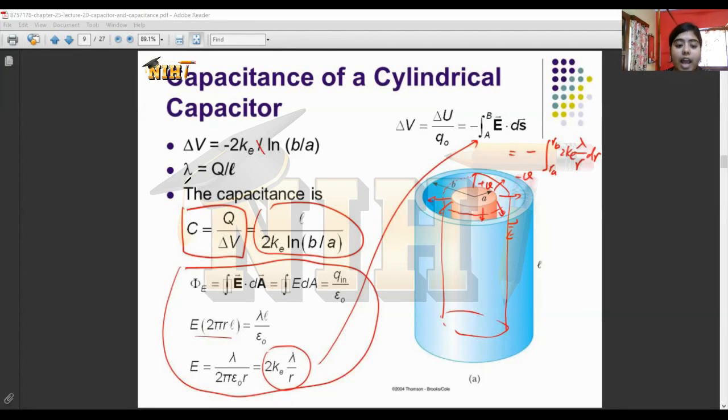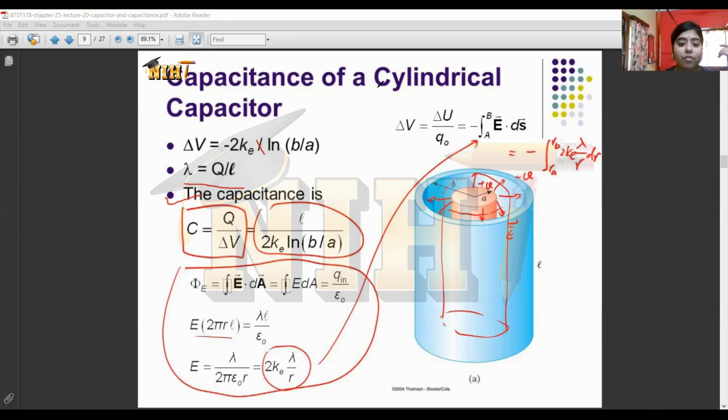So lambda is Q by L, that we know, that is the line charge density, and the capacitance C is equal to Q by delta V. So put the value of Q here, that is lambda into L, and put the value of delta V here, so it will come L by 2ke ln B by A. So that is the capacitance of the cylindrical capacitor.